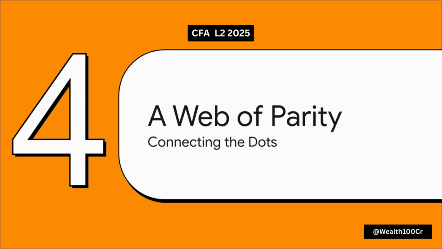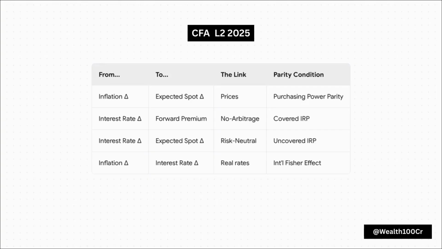Okay, so we've looked at these different pieces: PPP, covered IRP, uncovered IRP, kind of one by one. But the real aha moment, the real magic, is when you see how they all lock together. This is where we're going to build the whole web and see how everything connects in one big, beautiful framework. This table is your map. It lays out the entire system.